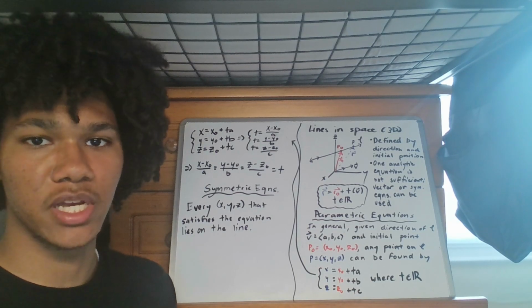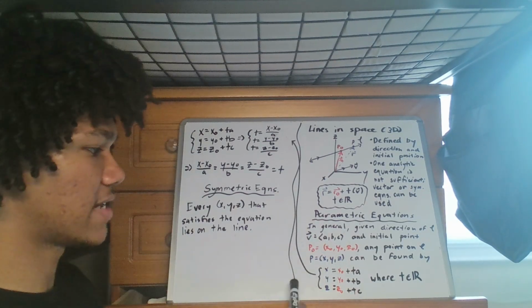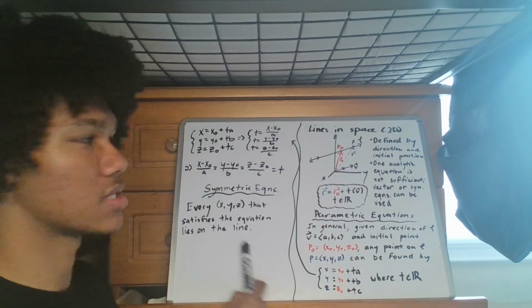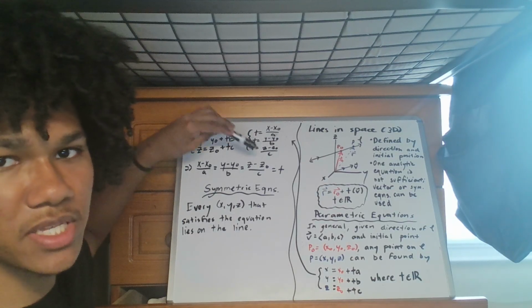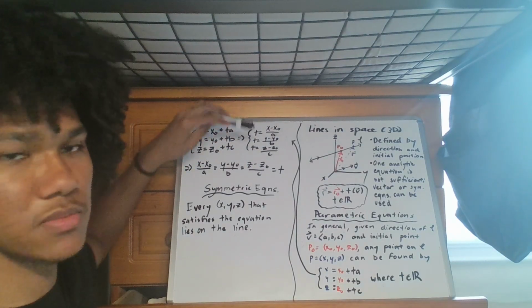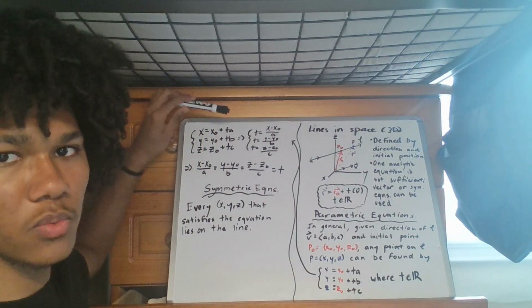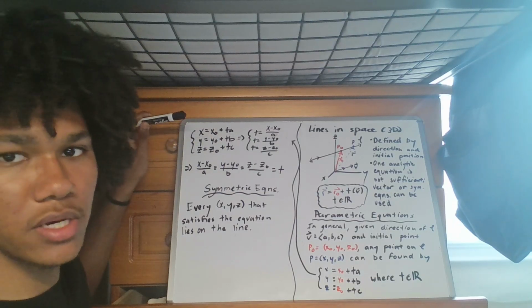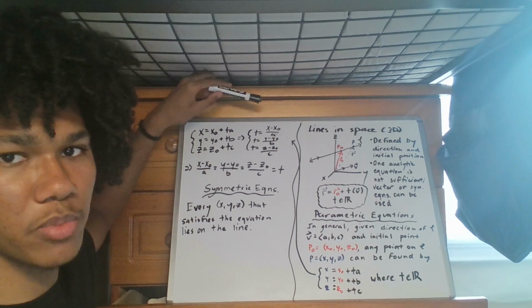A final representation of a line is our symmetric equations. So say I take these parametric equations, and for each component, I'm going to isolate t. Remember, t is going to be the same throughout all these systems. So for each one, it's going to be simply subtracting on one side and then dividing by the coefficient of t. You can notice what that gives for each component.